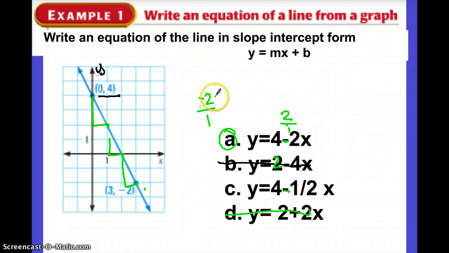Remember that the vertical value is on top and the horizontal value is on bottom. And I can use any of the points on my graph that cross exactly at a coordinate and one of those nice numbers that we want to work with.